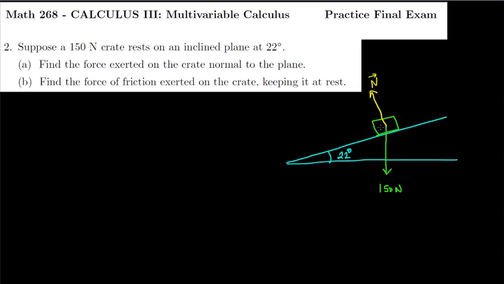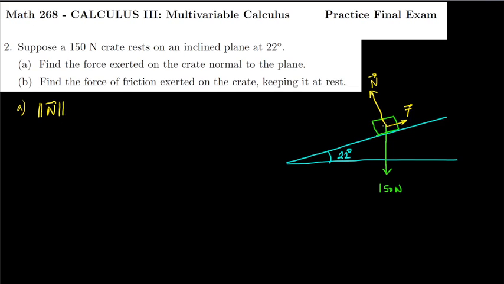And the force of friction exerted on the crate, keeping it at rest. So that's essentially tangent to the plane. So we can call that T if you like, or F for friction, but I'll just call it T, right? And what's probably not clear from this is I'm really just looking for the magnitudes of these vectors, right? Force is a vector, but in this case we just want the magnitude of these forces, right?